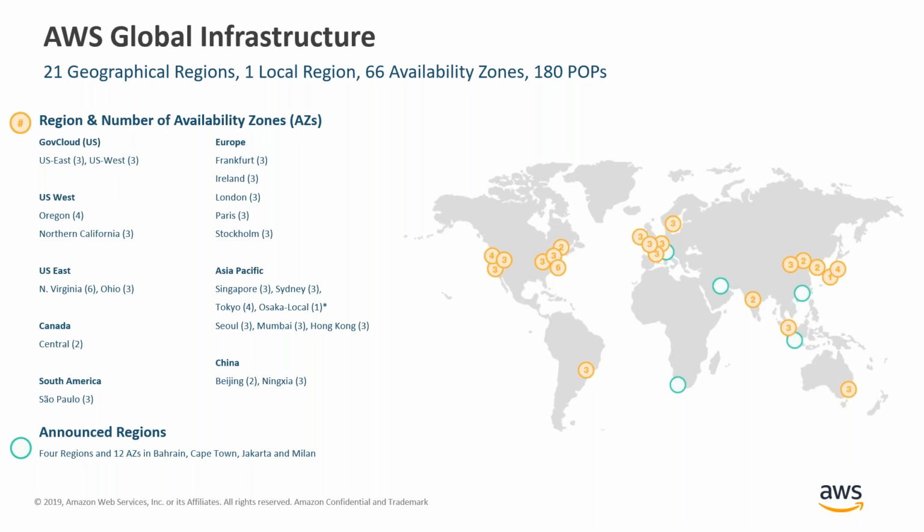Each region is an isolated location, and within those regions, we have availability zones. Those availability zones can be made up of a single data center or multiple data centers, but they're at least one building, and they're separated from faults on each other. So in addition to the 21 geographical regions and 66 availability zones, we've also announced plans for 4 additional regions and 12 additional availability zones.